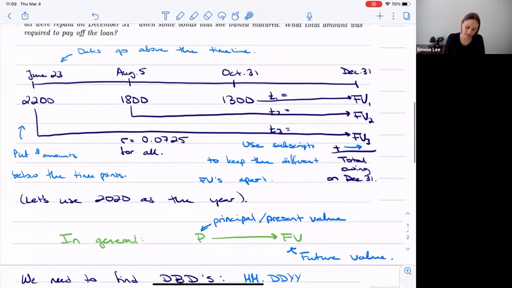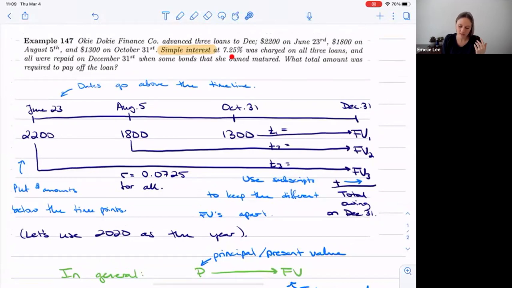Okay, so this P, 2,200, grows to some future value, and I've called it future value 3 to be able to distinguish between each of these. Now notice the rate for all of these is 0.0725. That's not necessarily the case, right? It would be from the question here, but 7.25% was charged on all 3 loans. So that's going to be our R for all these calculations. And all of them are being repaid on December 31st.